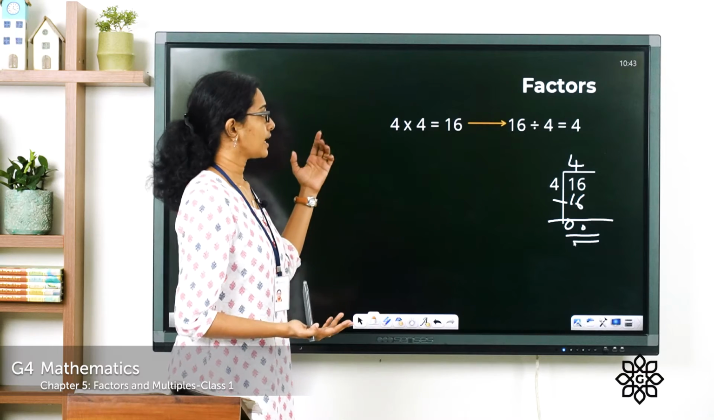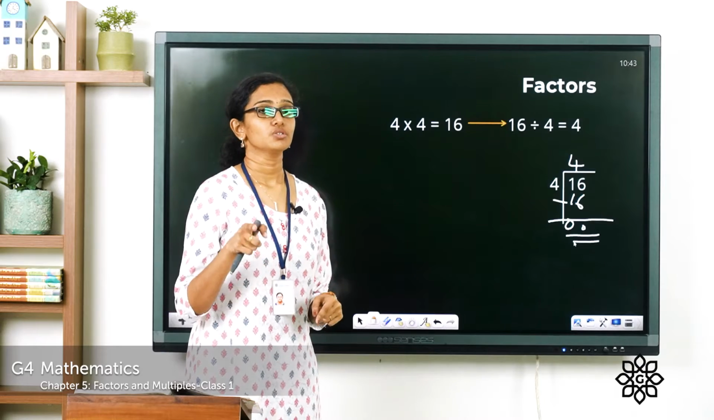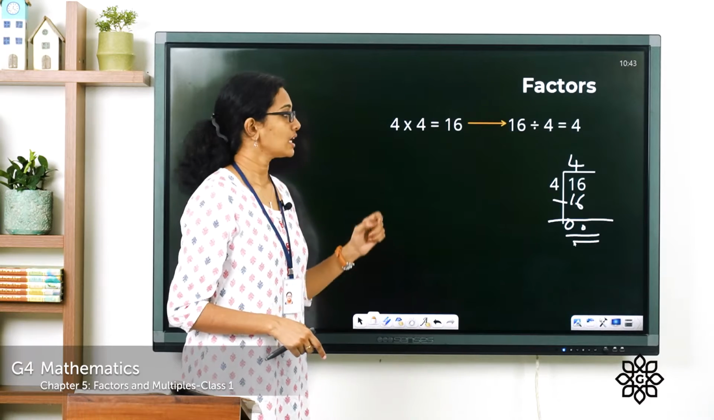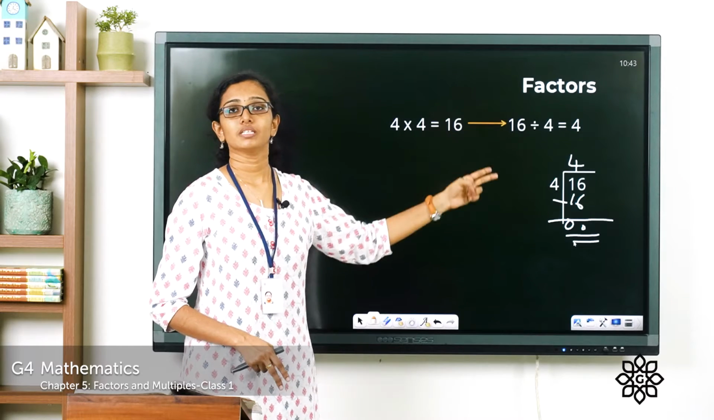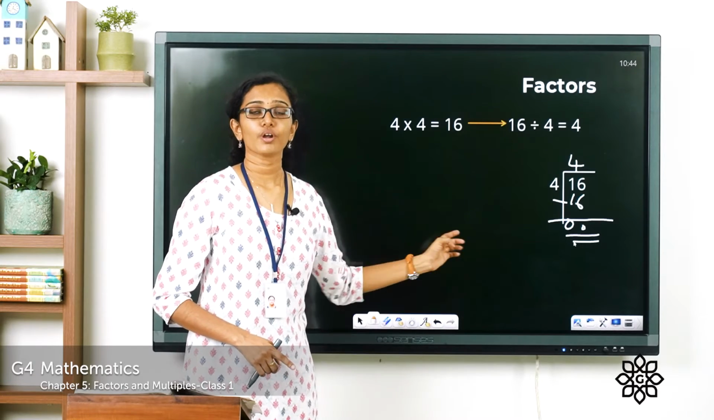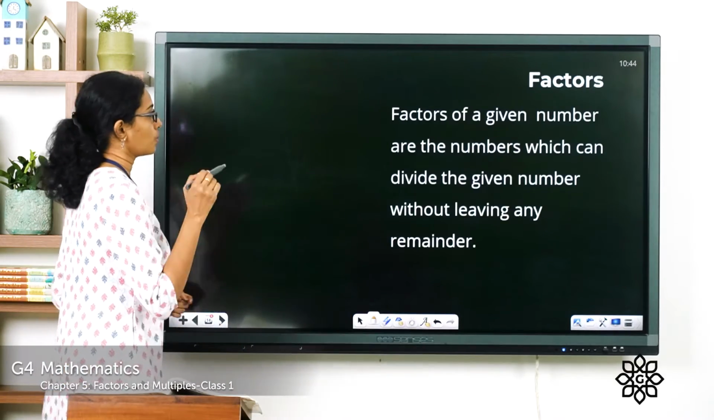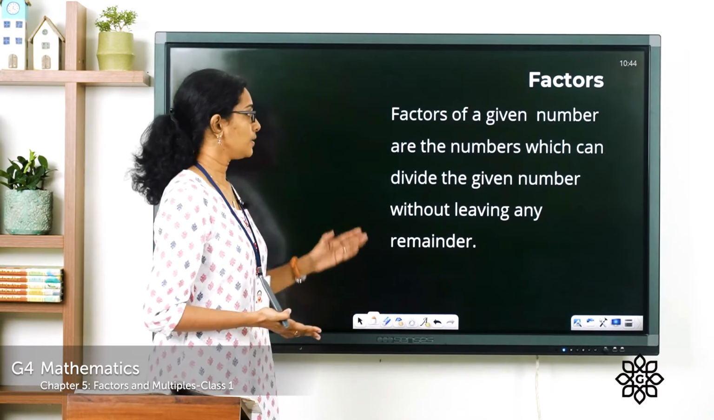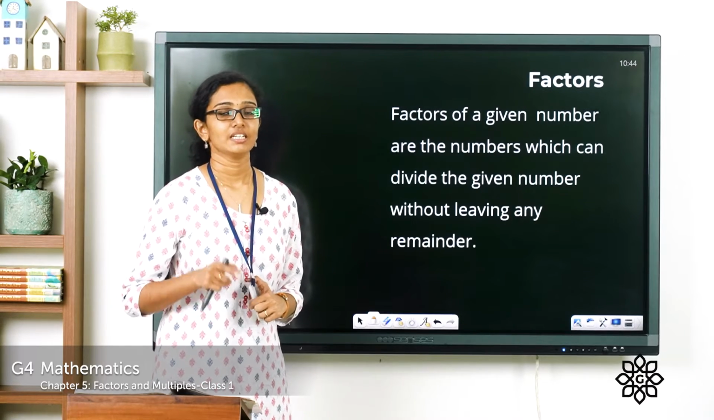We told earlier that the numbers 1, 2, 4, 8 and 16 are the numbers we multiplied to get the number 16, and hence we say these numbers are the factors of 16, right? And we saw the division with the factors: when we divided the given number, 16, with the factors, the remainder was 0 in all the cases. The number was divided completely without any remainder. So what can we understand from that? We say factors of a given number are the numbers which can divide the given number without leaving any remainder. Now is it clear to you?